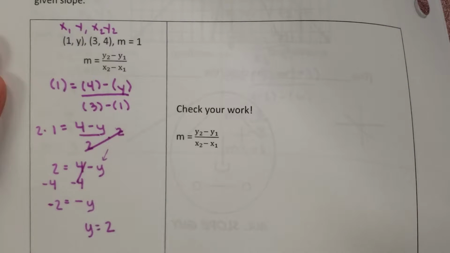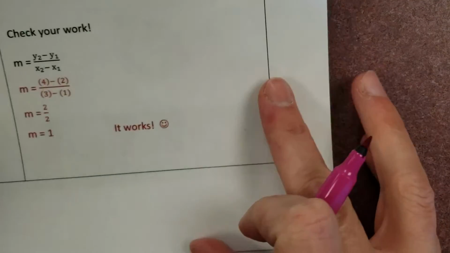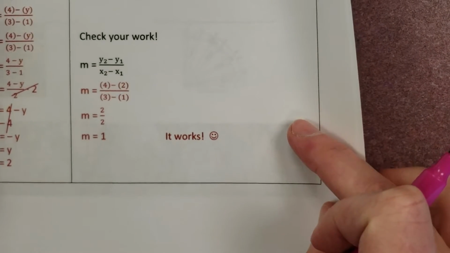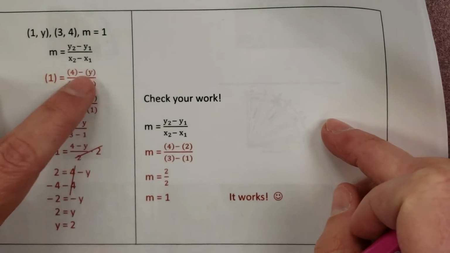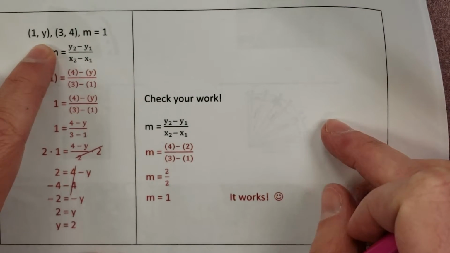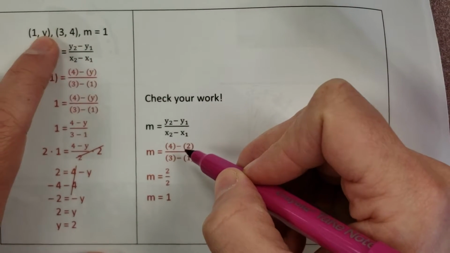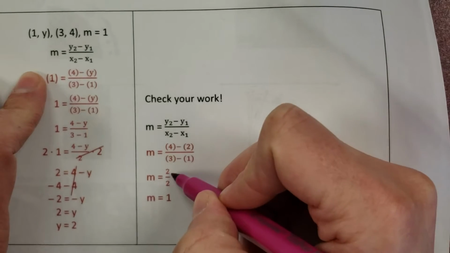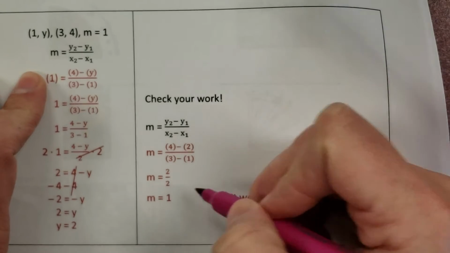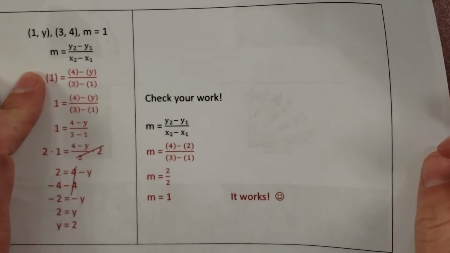And how do I know? I know by checking my work. And so, again, I can pretend that I don't know what the slope is. We were told that the slope is 1, but if we think that this is 2, we can put it in as if we knew it. So y2 minus y1, so 4 minus 2 over 3 minus 1. 4 minus 2 is 2. 3 minus 1 is 2. 2 over 2 is 1. And it worked. So I can have confidence that my solution is correct.